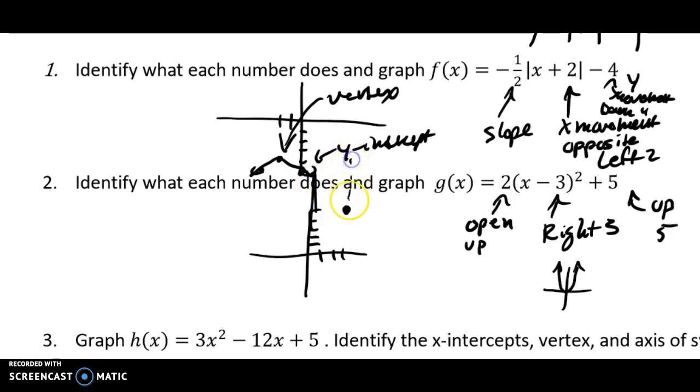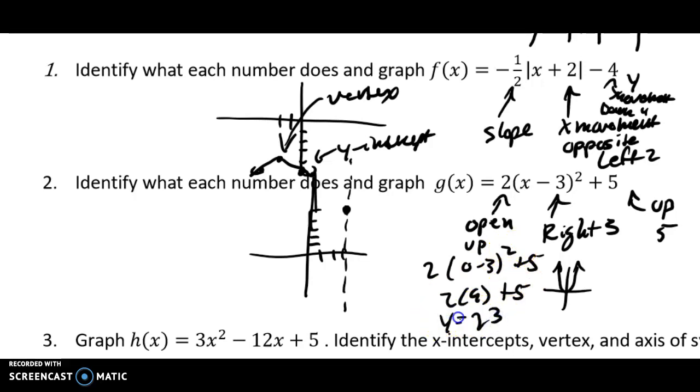Now we know it's a U shape. We have the axis of symmetry. And what we're going to do now is we need to find another point. So I'm going to put a 0 in and solve, and it's going to tell us the rest of our graph here. So we got 2 times (0 minus 3) squared plus 5. We get 2 times 9 plus 5, because 3 squared is 9. That's 18, so 23. This is a y. So that we have a 23 is the y-intercept. So we have our U shape when we reflect it over.